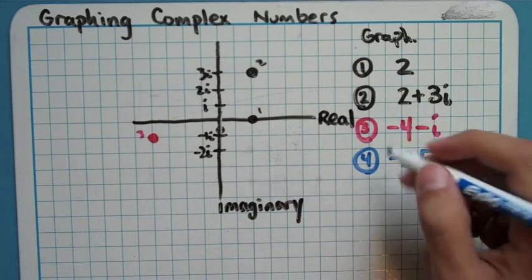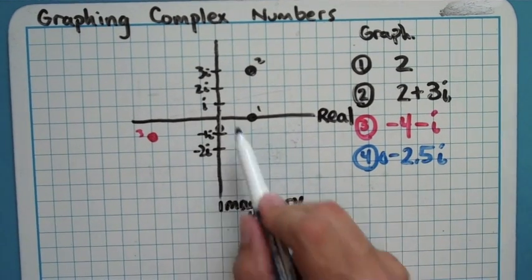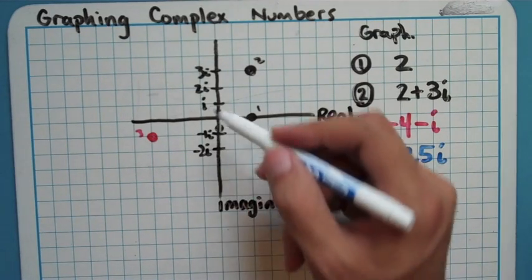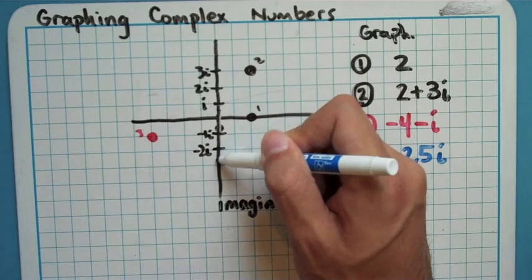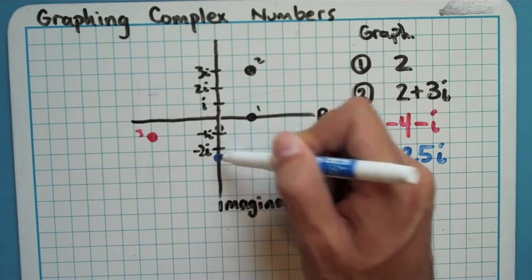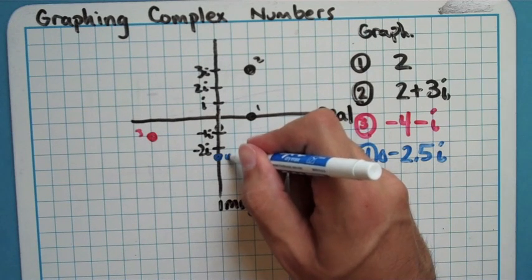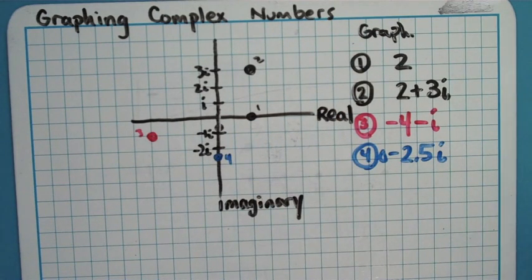Well, that's really 0 minus 2.5i, so we don't go left or right at all. The real part is 0 if it's just an i. We're going to go down 1i, 2i, and just like we would plot points, negative 2.5i would be halfway in between negative 2i and negative 3i. So that's number 4. So graphing complex numbers is a lot like graphing points.